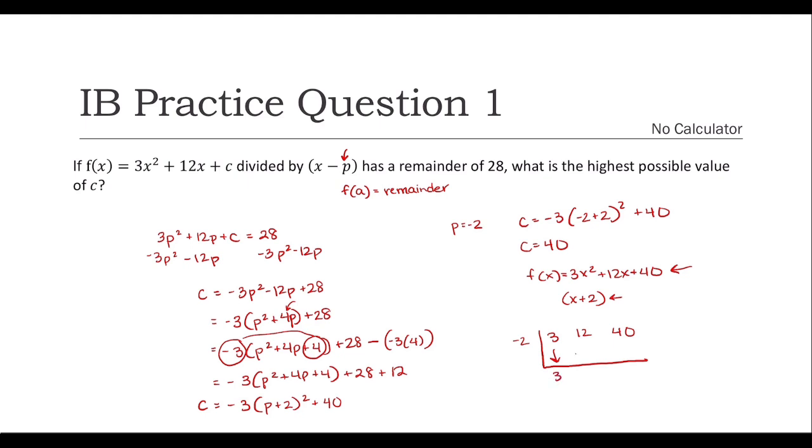3 times negative 2 is negative 6. 12 minus 6 is 6. 6 times negative 2 is negative 12. And 40 minus 12 gives us 28. So here we have our remainder of 28. So we know for sure that 40 is a possible value, and we found out through this math that it's going to be our maximum possible value. So c equals 40.